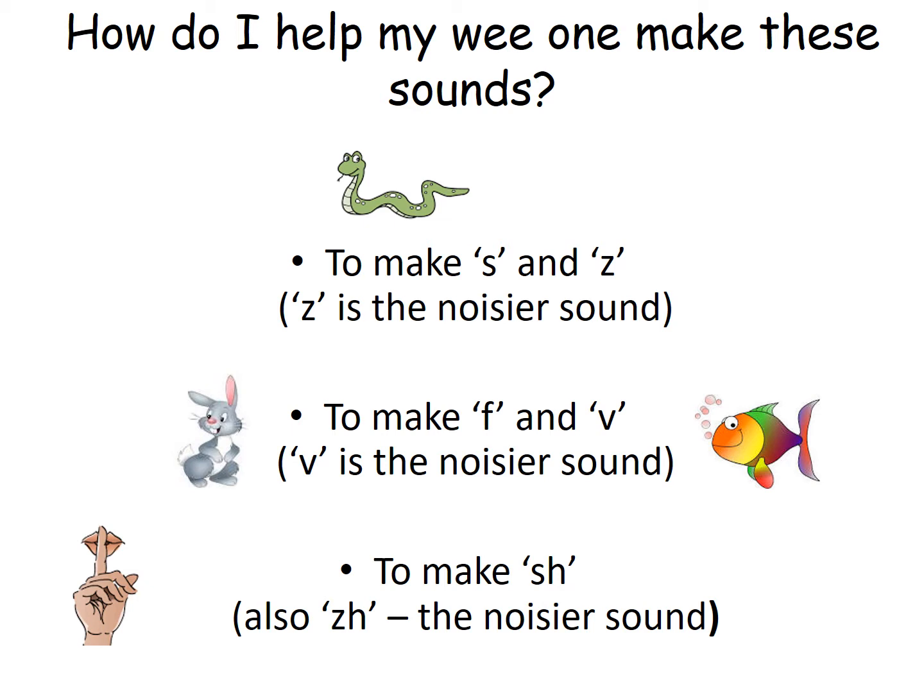To make f and v, you could bite your bottom lip and blow. Use your rabbit's teeth. Again, encourage your child to watch and copy your mouth movement. For sh, go from a s but round your lips. Put your teeth together and blow. Put your finger on your lips like a baby is sleeping. Shh.